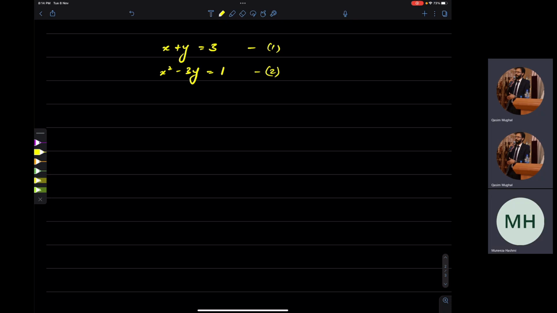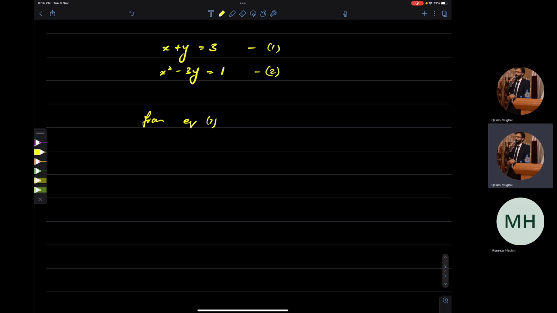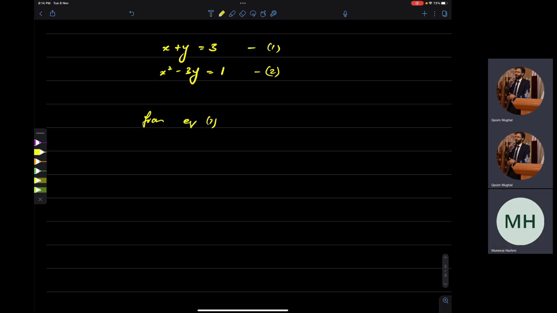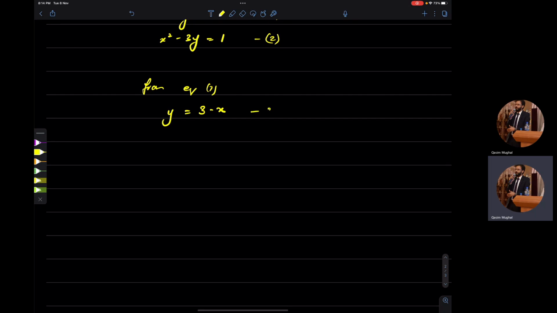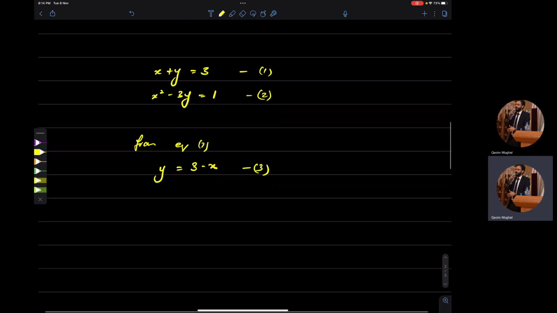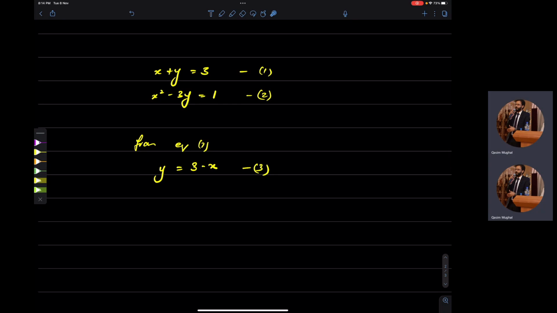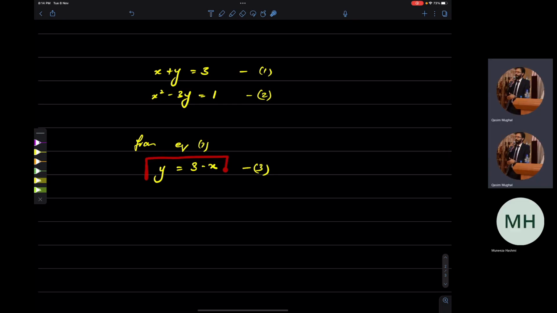So let's just say from equation 1, let's just make y the subject of the equation. अगर हम x को बनाएंगे सब्जेक्ट तो ये इक्वेशन y की टर्म्स में आ जाएगी. y को सब्जेक्ट बनाते हैं. y is equals to 3 minus x. ठीक हो गया? समझ में आया? From equation 1, y is going to be equals to 3 minus x. y को सब्जेक्ट बना दिया मैंने.